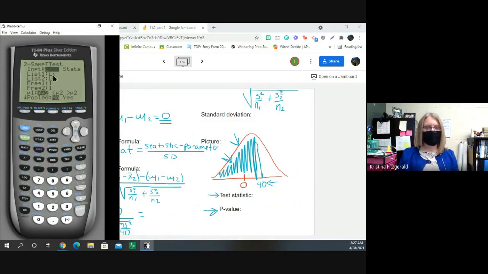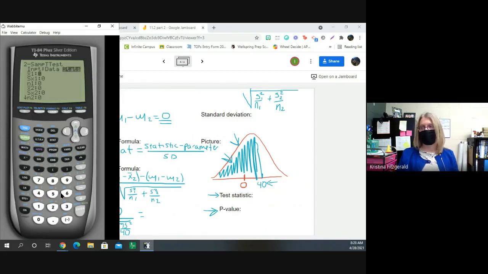And we don't have data from a list. They just gave us all the information we needed, the averages and the standard deviations. If I did have just raw data, I could put it in a list and calculate things that way. But we have stats. So I'm going to use the over key to go to here. And then it's just plugging all your stuff in.